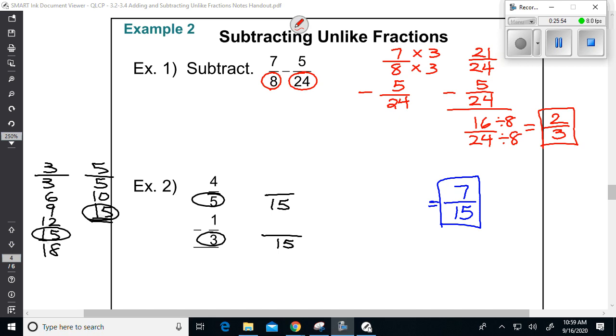Now, 5 times 3 gives you 15, so you're going to do 4 times 3 at the top. 3 times 5 gives you 15, so you're going to do 1 times 5 at the top. Any questions so far, Steve? No, good. So now we can subtract. 12 minus 5 is 7 over 15. And 7 over 15 can't be reduced.